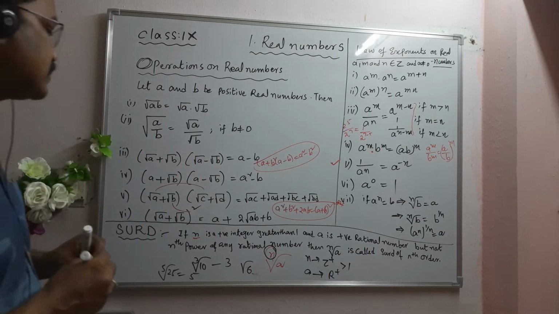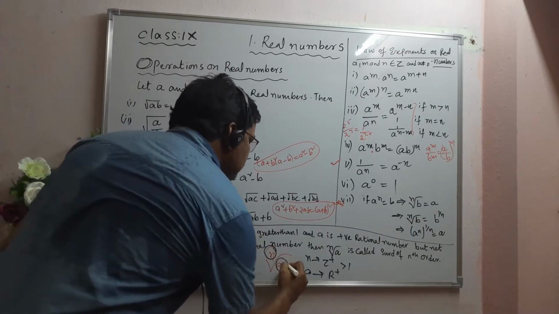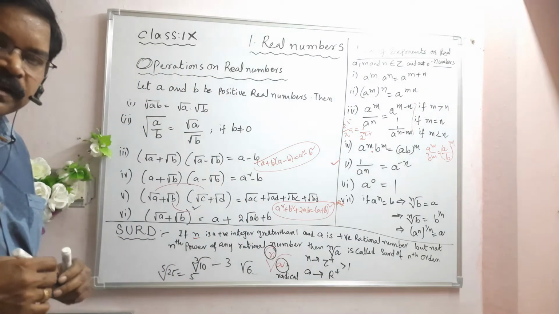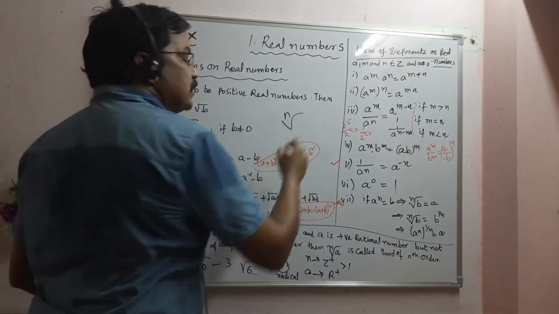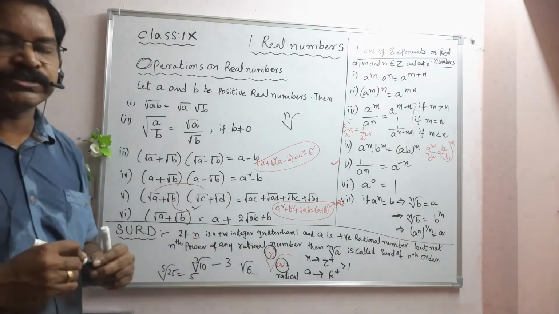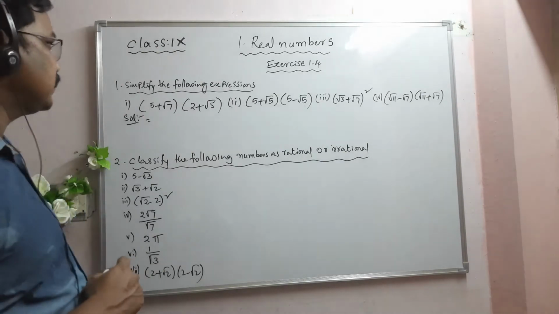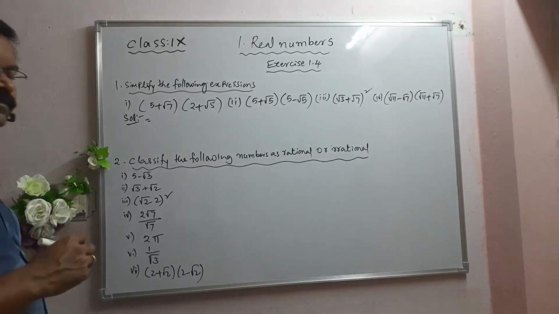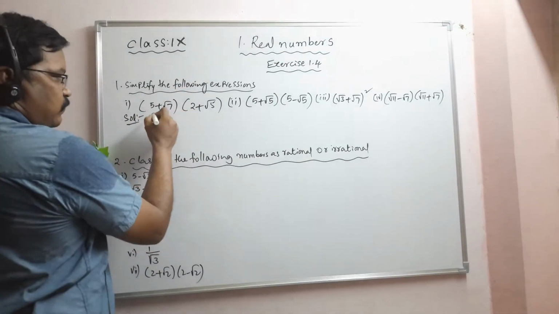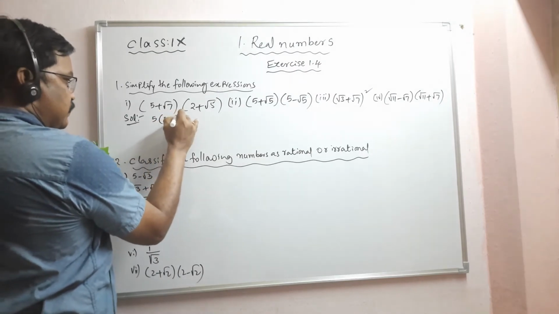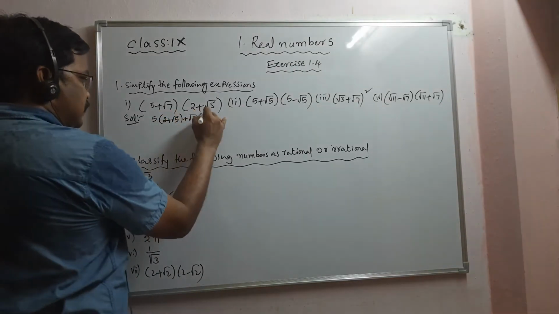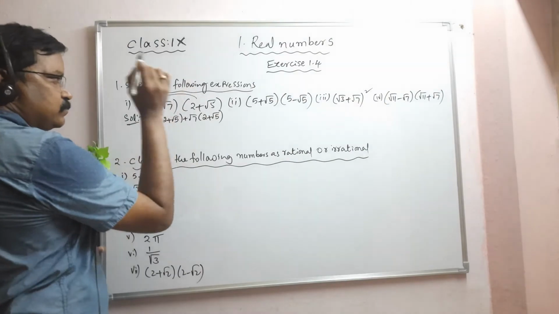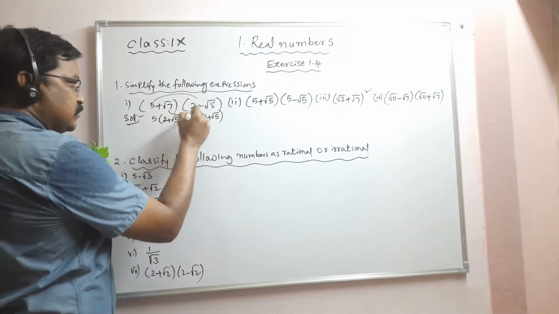And here in the nth root a, this a is called radicand. The nth root symbol is called radical sign. Understand, children? For first question, simplify the following expressions. First one, 5 plus root 7 times 2 plus root 5. Here, let us multiply 5 with 2 plus root 5 and root 7 with 2 plus root 5.